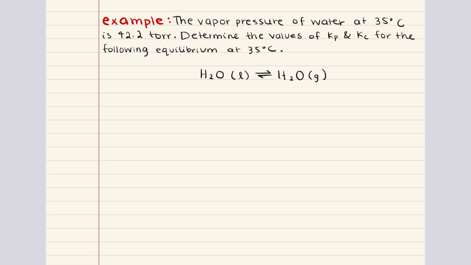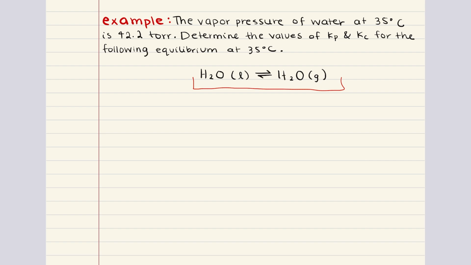This problem says the vapor pressure of water at 35 degrees Celsius is 42.2 torr. Determine the values of Kp and Kc for the following equilibrium at 35 degrees Celsius. And here we see our equilibrium reaction between liquid water and water vapor.